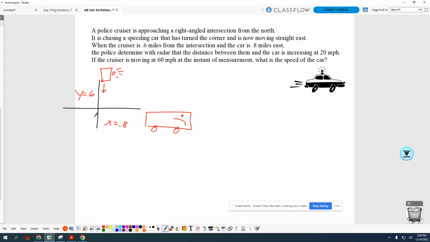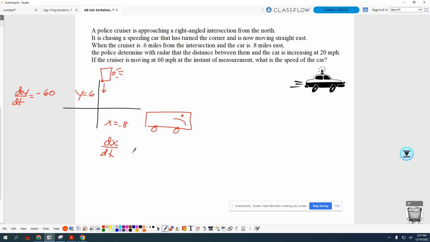Yesterday we talked about whether that rate of change is positive or negative. It's negative because it's going down, so the rate of change of y is going down. It doesn't tell us how fast yet. The cruiser is 0.6 miles from the intersection. The bad guy car is 0.8 miles east of the intersection. The cruiser is moving at 60 miles an hour, so that's a negative. And I want to know how fast the bad guy car is getting away.